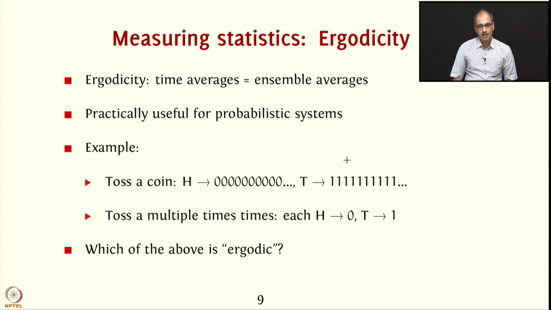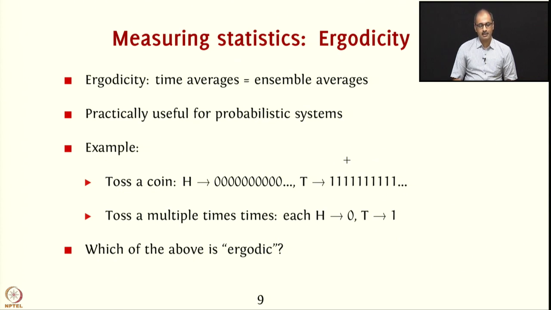The final thing which we will deal with is ergodicity. Ergodicity essentially implies that time averages are the same as ensemble averages. These are practically very useful for probabilistic systems.